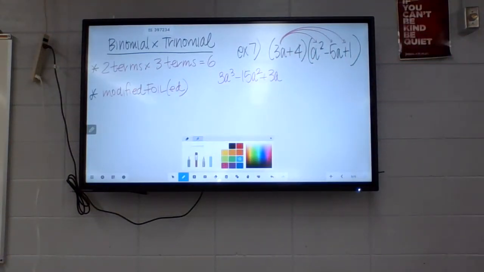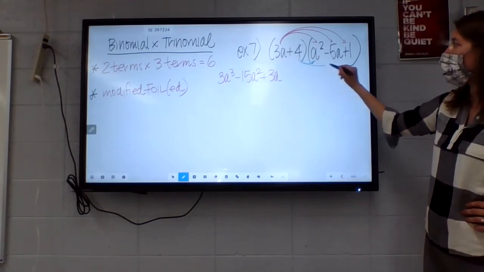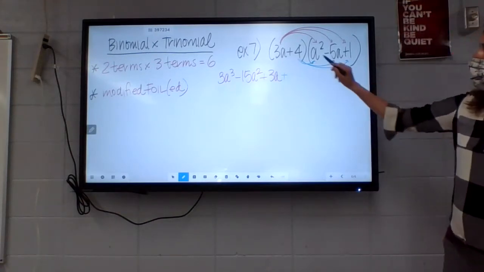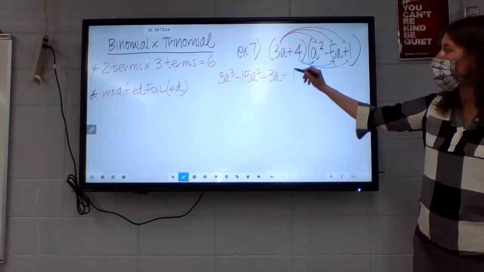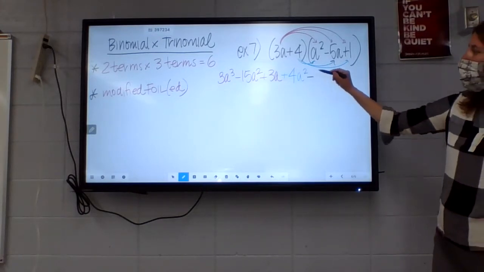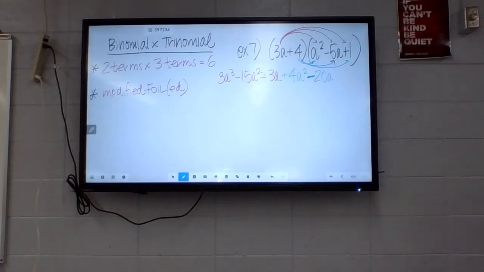This is what we're learning. What do we still need to multiply? What's been left out? That 4. That 4 needs to go everywhere. So now this 4 has to multiply to all of those terms. Basically, everybody is meeting everybody in the other parenthesis. So 4 times a squared is 4a squared. 4 times a negative 5a is a negative 20a. And then 4 times 1 is 4.